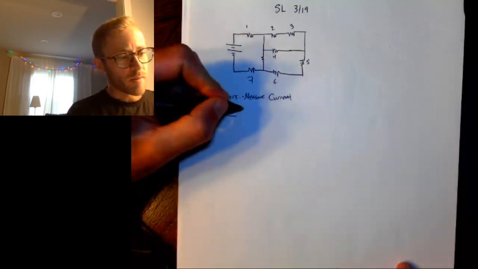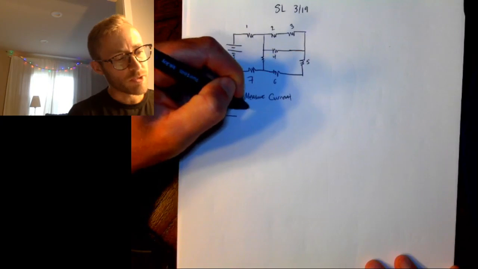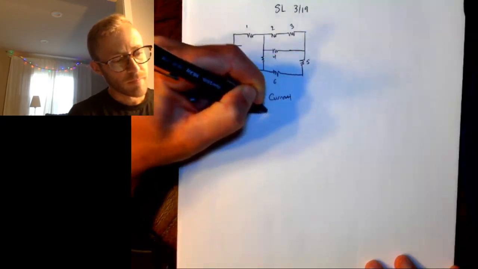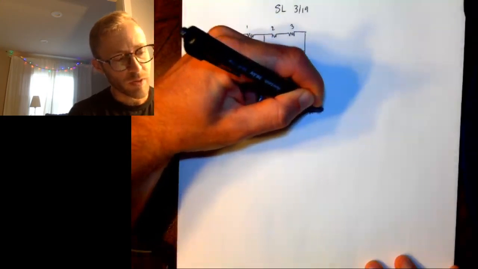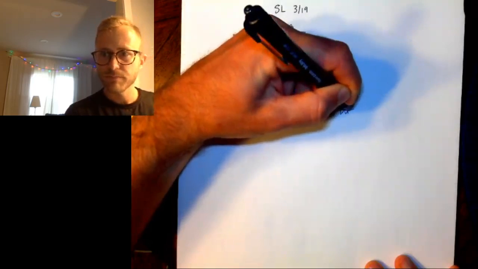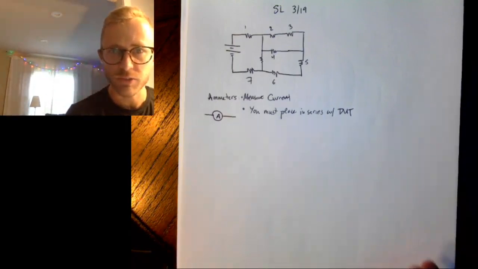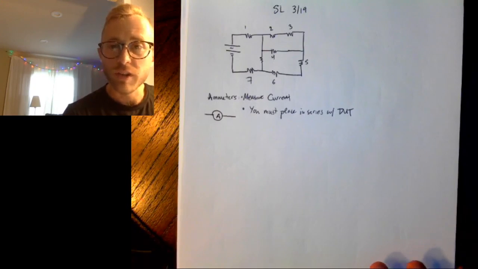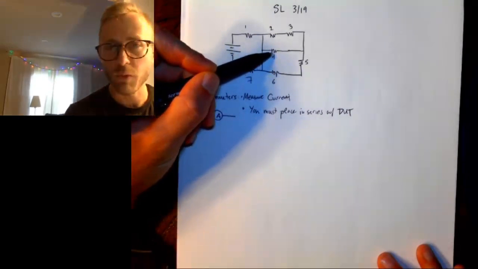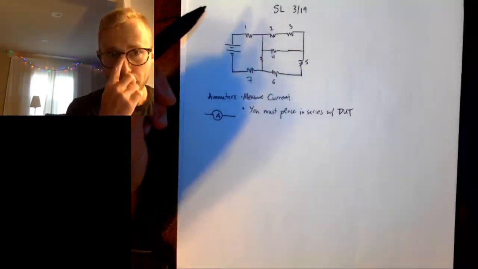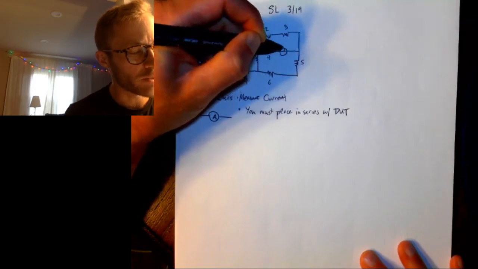Now, the important thing about an ammeter is that you must place it in series with the device under test. Okay? DUT is just an abbreviation for the device under test, whichever one you're interested in. So, for example, let's suppose I wanted to know what is the current flowing through the 4 ohm resistor. Okay? I would put an ammeter in series with it, like that.